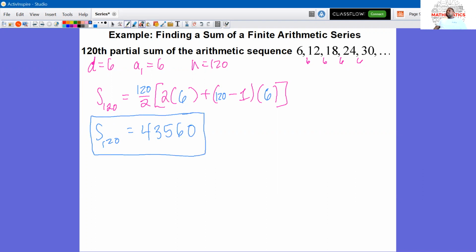Again, let's be reminded of the formula for the nth partial sum. Sn equals n over 2 times a1 plus an, or you can use Sn equals n over 2 times 2a1 plus n minus 1 times d. You can use either one.